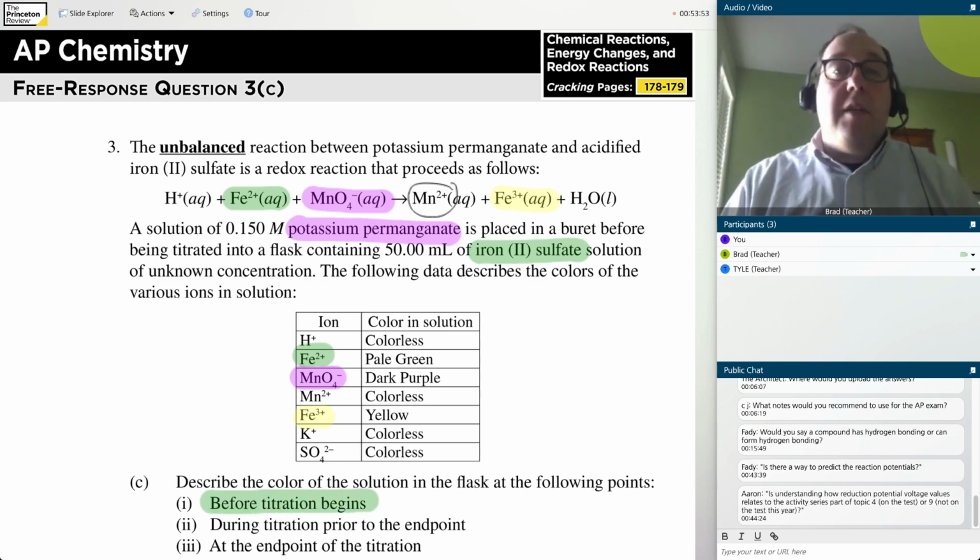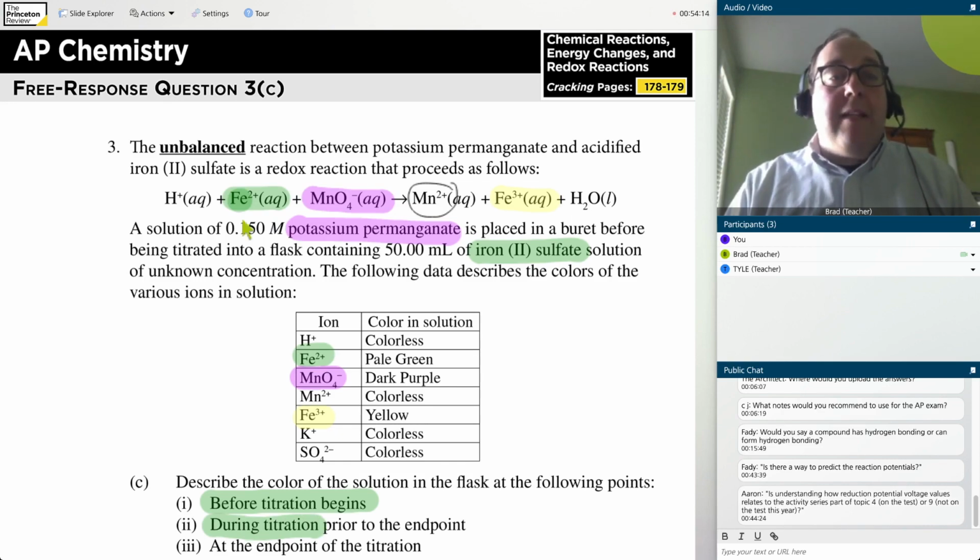During titration prior to the endpoint, right? The endpoint is when these two things have completely reacted with one another. So before we've hit the endpoint, we're still going to have at least a little bit of that iron 2 in this reaction here. Before I have the endpoint, if I still have iron 2, I'm still going to have a little bit of the green there.